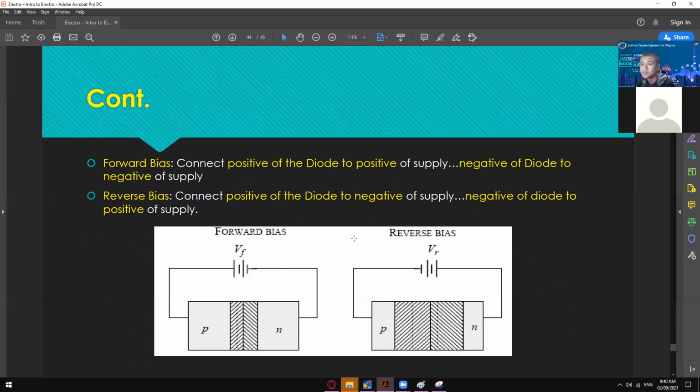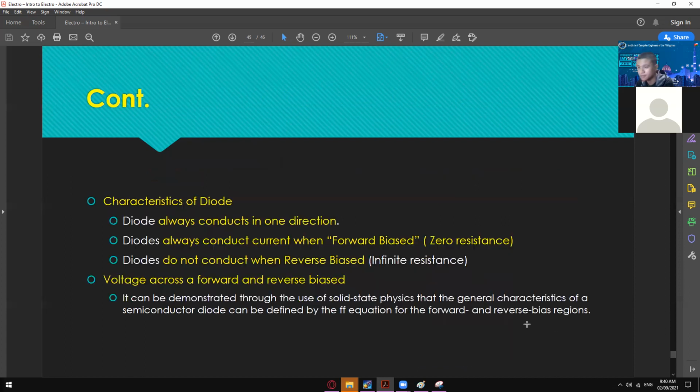Okay. And here is, again, the definition of forward bias. It connects the positive to the positive and the negative to the negative for the forward bias. For the reverse bias, it's the other way around: positive to negative, and negative to positive. Here's the depletion region of a forward bias. It's narrower, and the reverse bias has a wider depletion region.